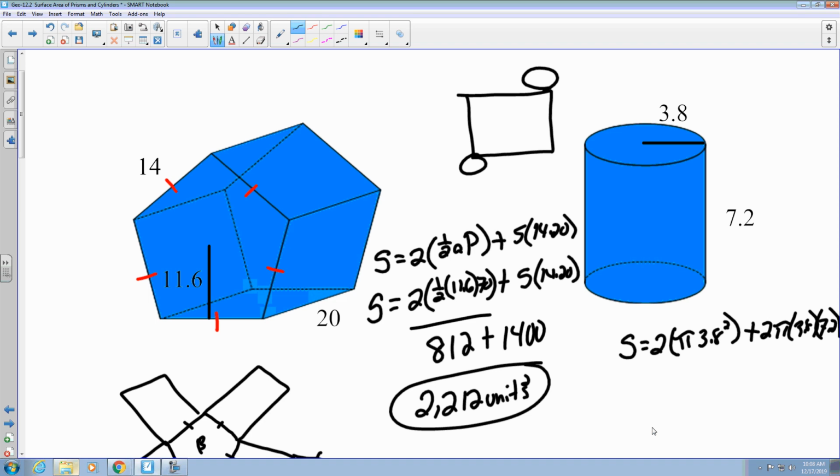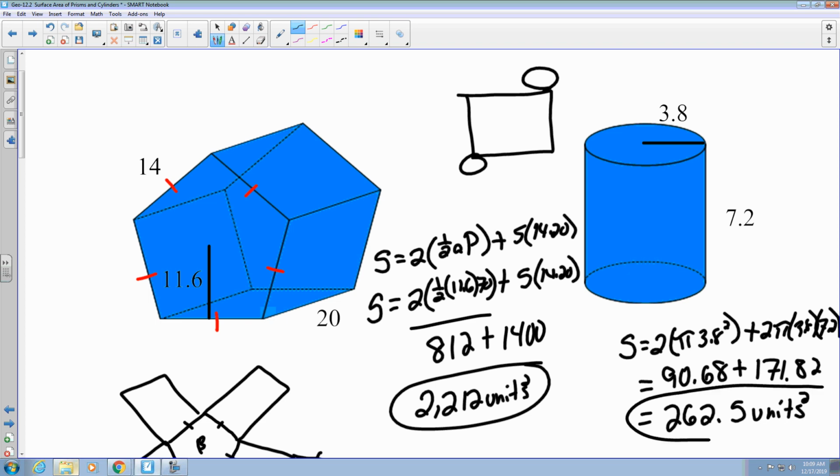So now I get a value of 90.68 for the first part, plus 2 times pi, which is 3.14, times 3.8, times 7.2. I get 171.82. So 171.82 plus 90.68 gets us 262.5 square units.